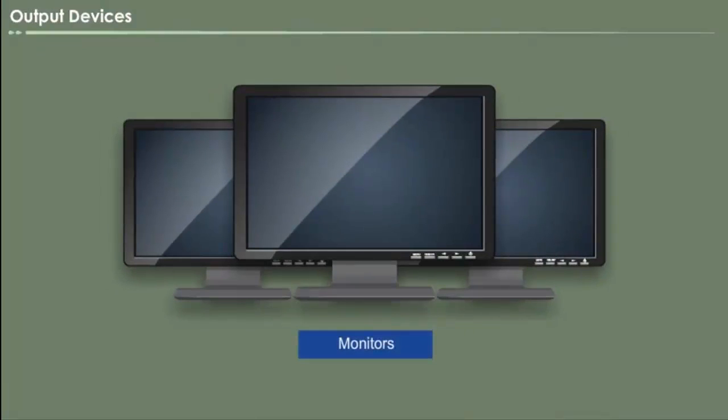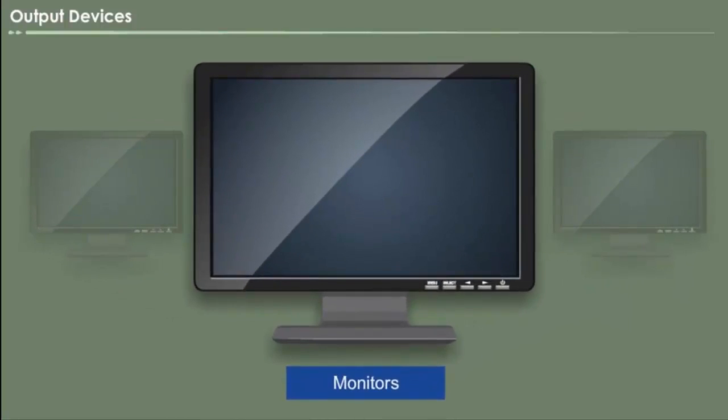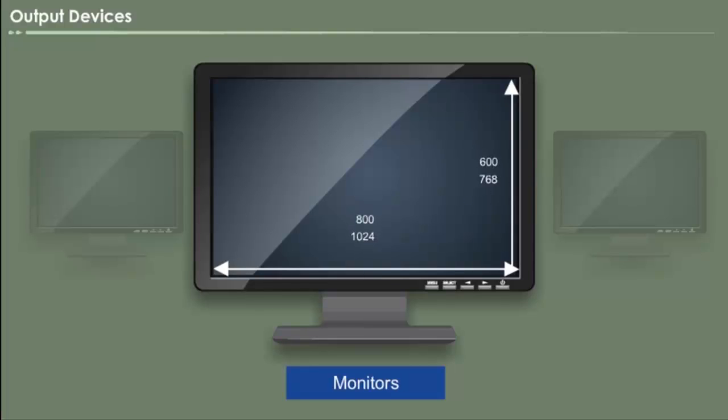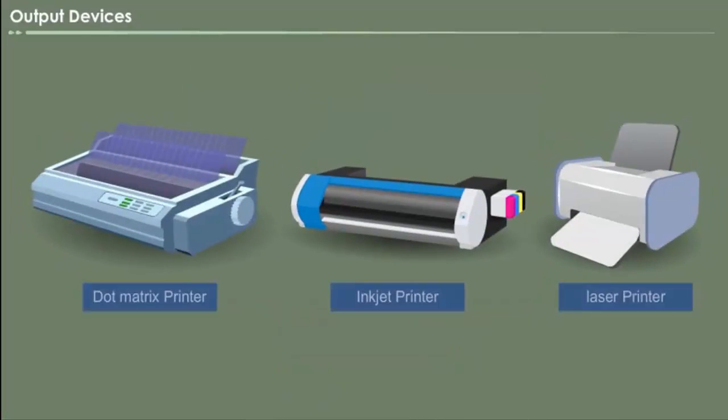Monitors. A computer monitor is an output device that is used as an electronic visual display for computers. Monitor screen size is measured diagonally across the screen in inches. The resolution of the monitor is the maximum number of pixels that it can display horizontally and vertically, such as 800 into 600 or 1024 into 768 or 1600 into 1200.